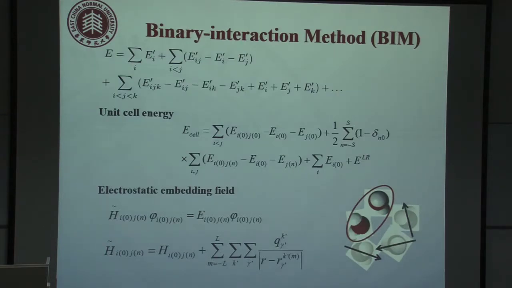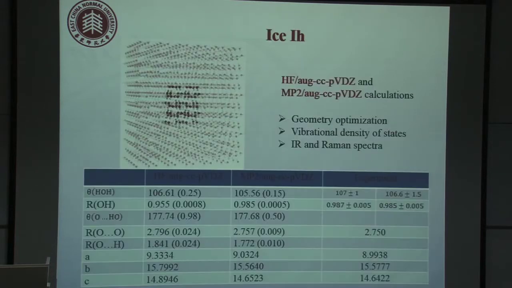So we also apply this binary interaction method. This is similar to the EE-GMFCC method because we don't need to cut the chemical bond. Actually, we can get the same equation. We also use electrostatic embedding. I'll skip this, and we construct a super unit cell consisting of 64 water molecules, because the proton positions in ice Ih are disordered. So we performed Hartree-Fock and MP2 calculations and simulated this spectrum.